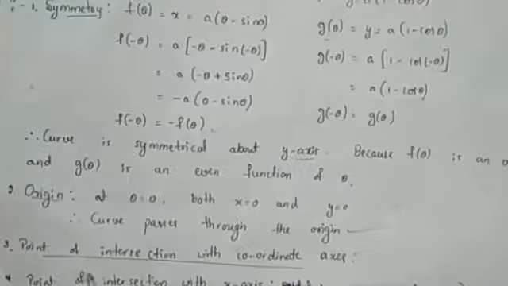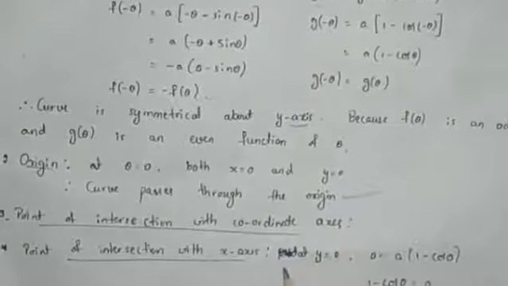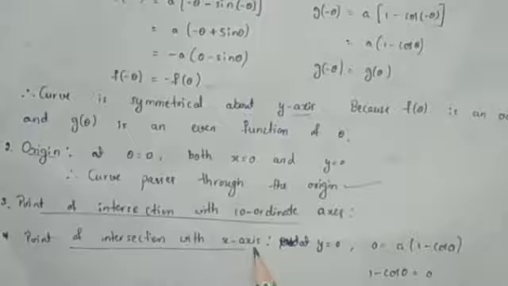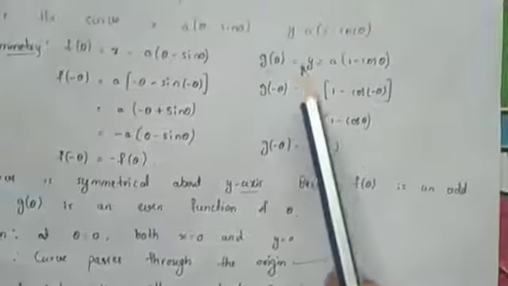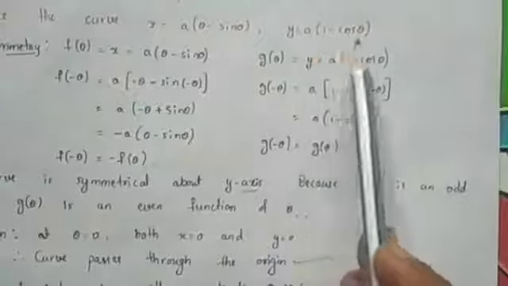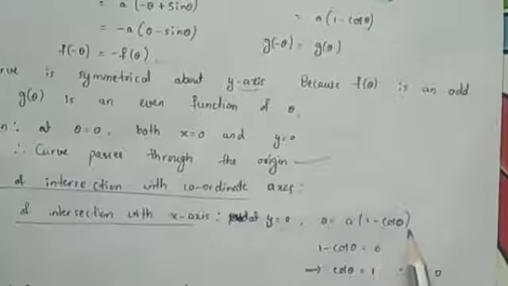The next point is the point of intersection with coordinate axes. First, the point of intersection with the x-axis. At y is equal to 0, you get 0 is equal to a into 1 minus cos theta.